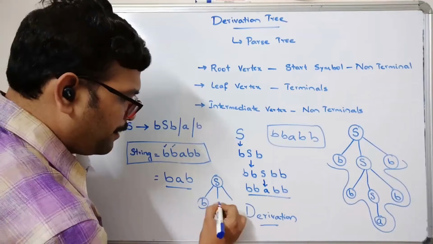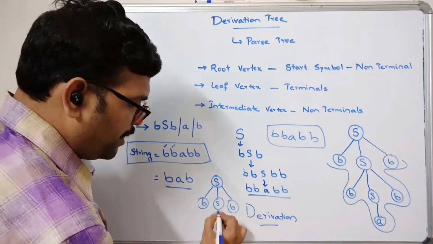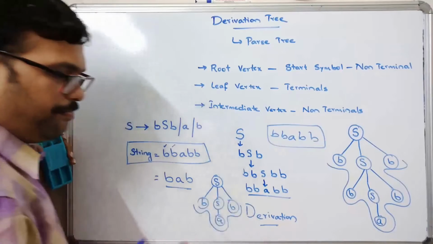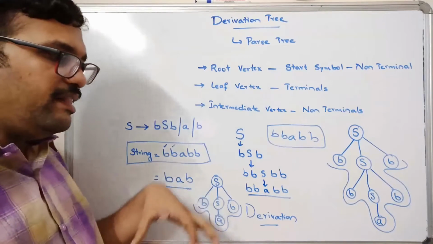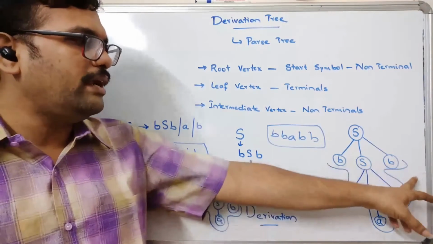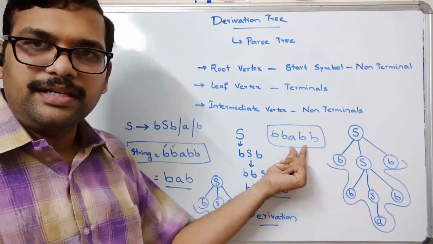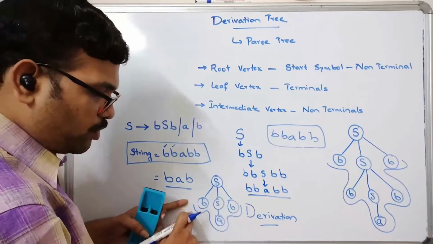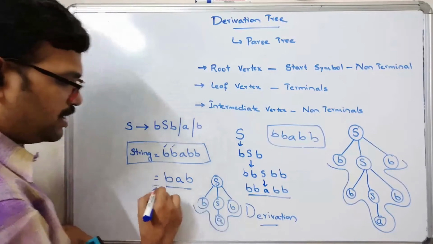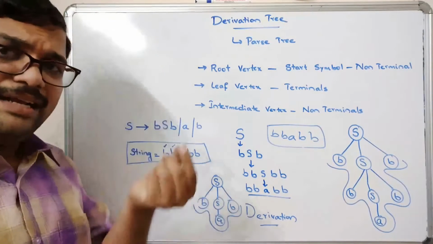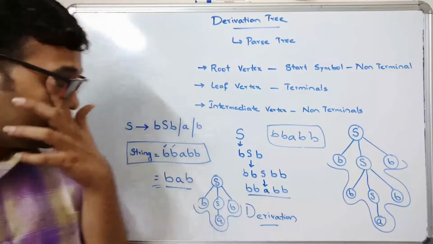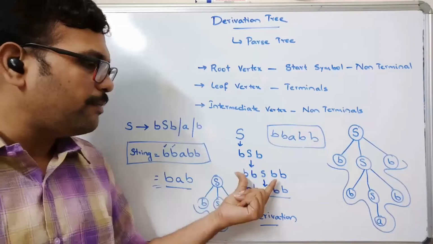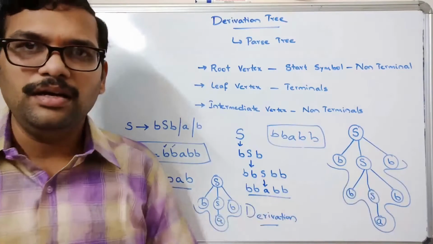So B, S, B, and here it will be A. So you can observe here B, A, B, right? We need to read the leaf nodes from left to right in order to get the string. So reading from leftmost, B, A, B. So this is a string. We can consider any string and derive that string by applying the productions, and directly from that derivation we can simply draw the derivation tree.